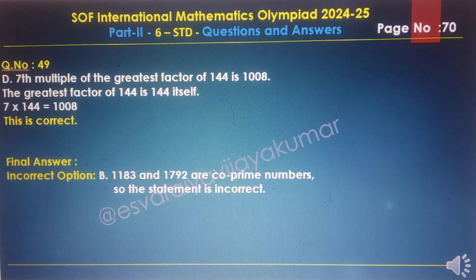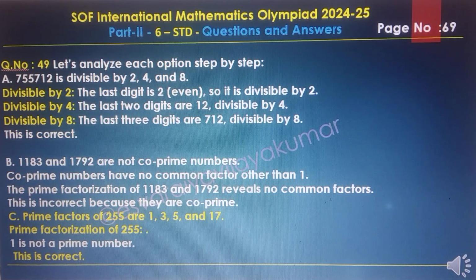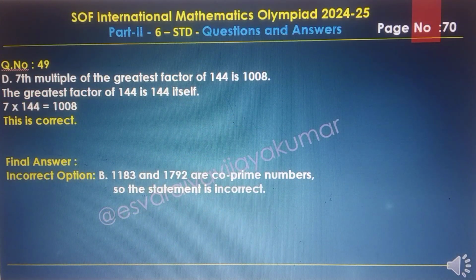And D: the seventh multiple of the greatest factor of 144 is 1008. The greatest factor of 144 is 144 itself. 7 into 144, we are getting 1008. This is also right. The final answer, the incorrect one, is B. The 1183 and 1792 are co-prime numbers, so that statement is incorrect. So the final answer is B.